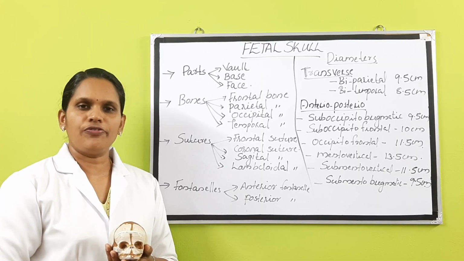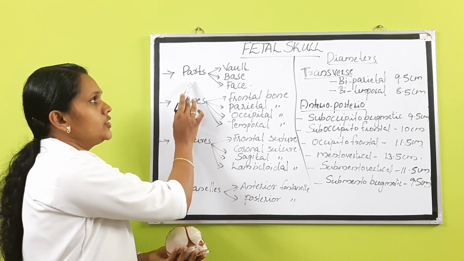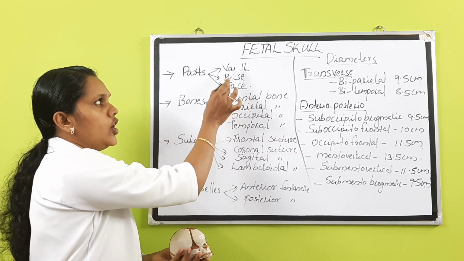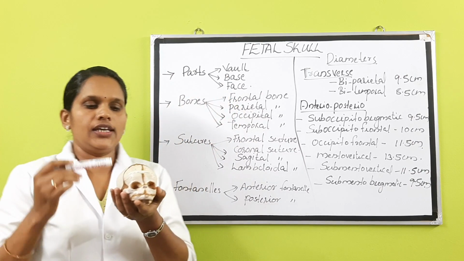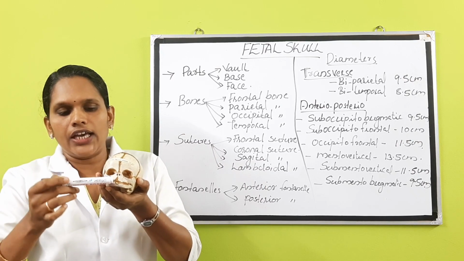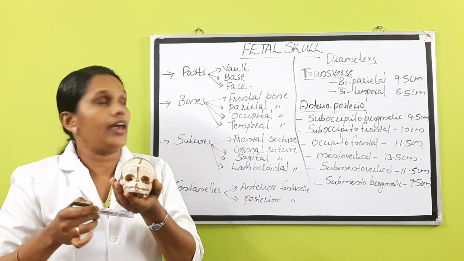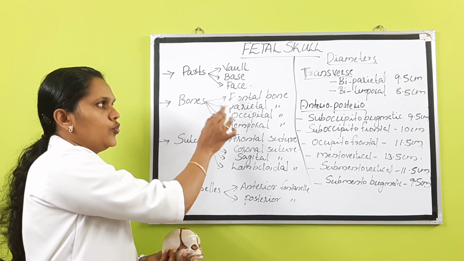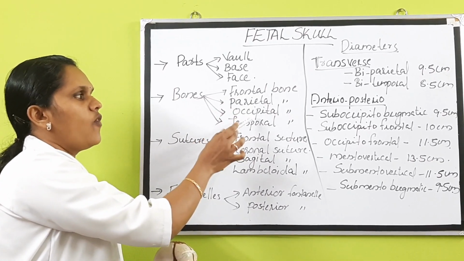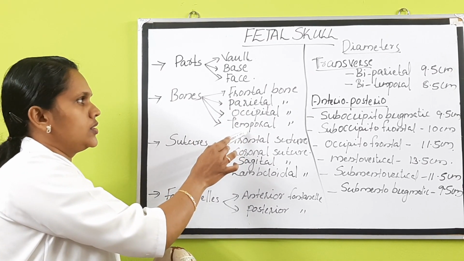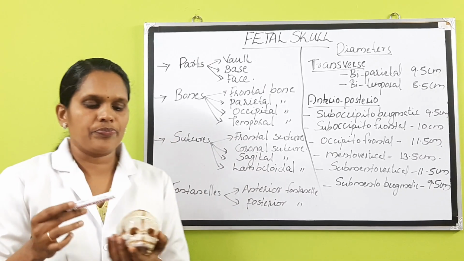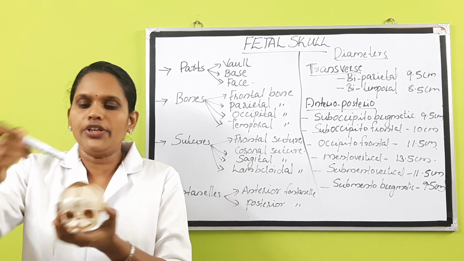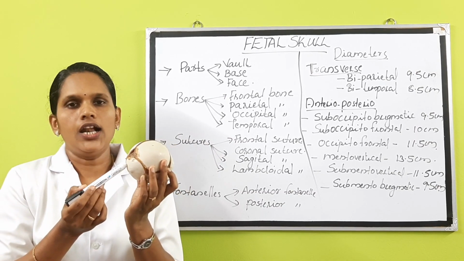Today we explained about the fetal skull. The first is the parts of the fetal skull: the vault, base and face. Three parts. The next is the bones of the fetal skull: two frontal bones, two parietal bones, two temporal bones and one occipital bone.